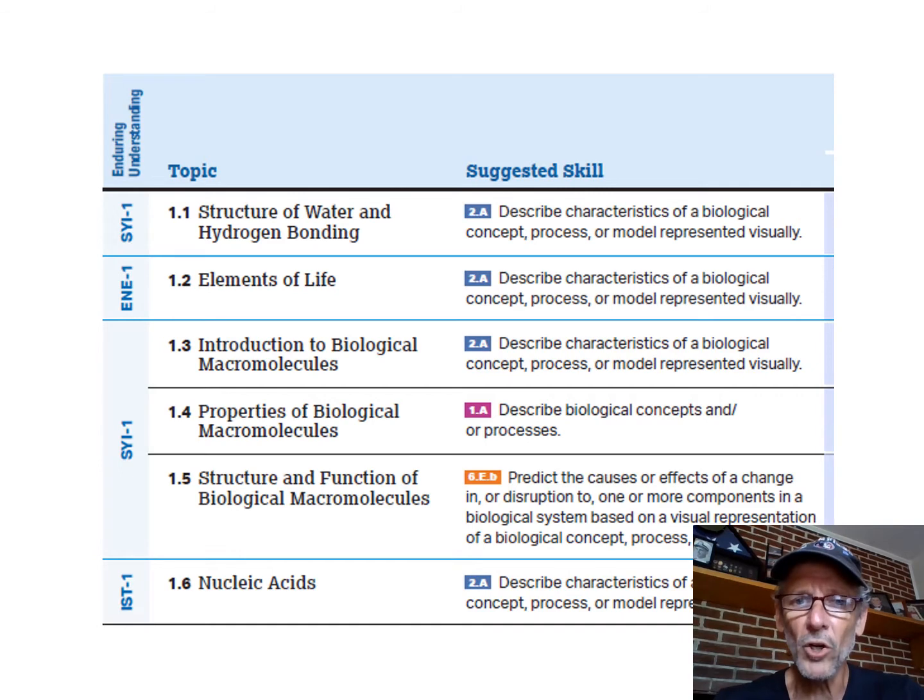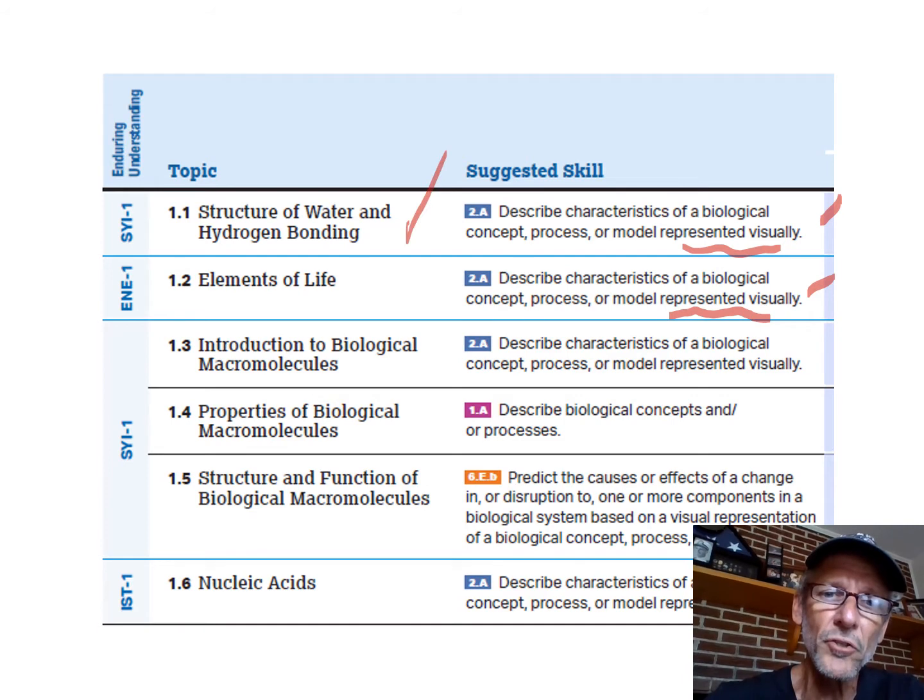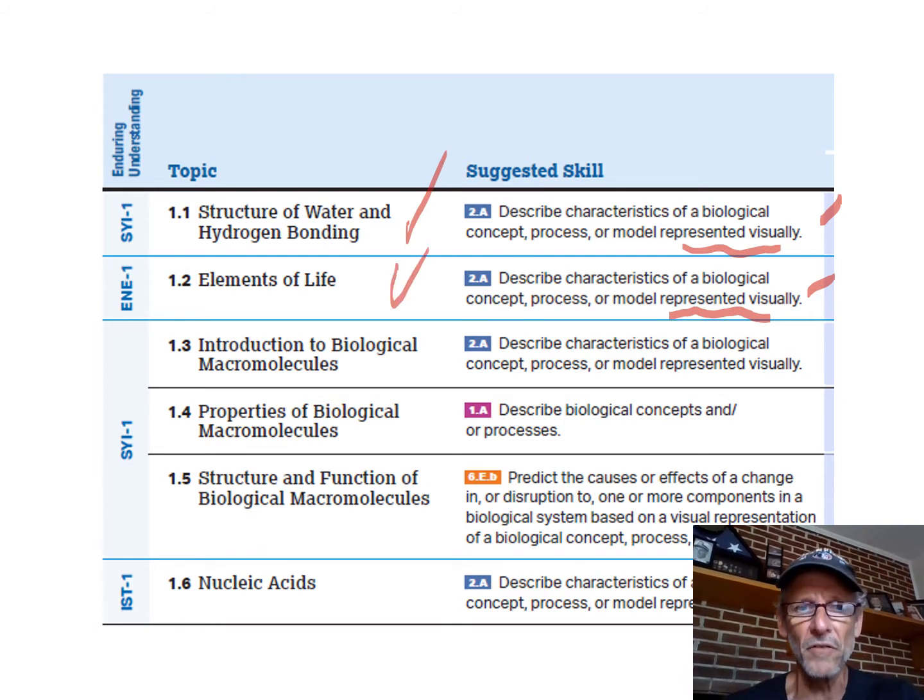So here again, we're looking at the syllabus, and here you see these are those science practices, describe characteristics of a process represented visually. They might give you some kind of concept with a diagram or something. In fact, they're going to. Today, these are the two we're looking at. The elements of life, pretty simple, and the structure of water and hydrogen bonding, which we have been going over so much. This should be pretty quick and hopefully just all review for you, okay?